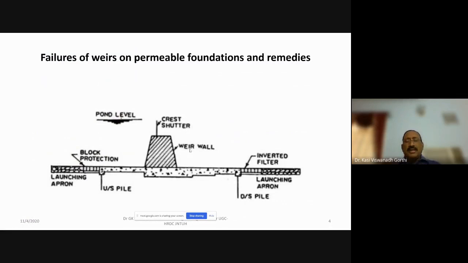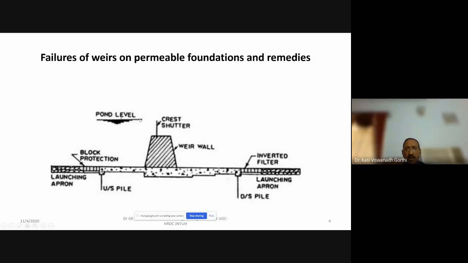So if we look at the cross section of a weir, in the earlier case we have seen the plan where we have a weir wall. This is the weir wall which is resting on this foundation. This foundation is extending on the upstream side as well as on the downstream side. Apart from that, you may have certain block protection works on the upstream side as well as an apron on the downstream side. For this weir wall, if a crest shutter is provided, the water level can be stored up to this portion.